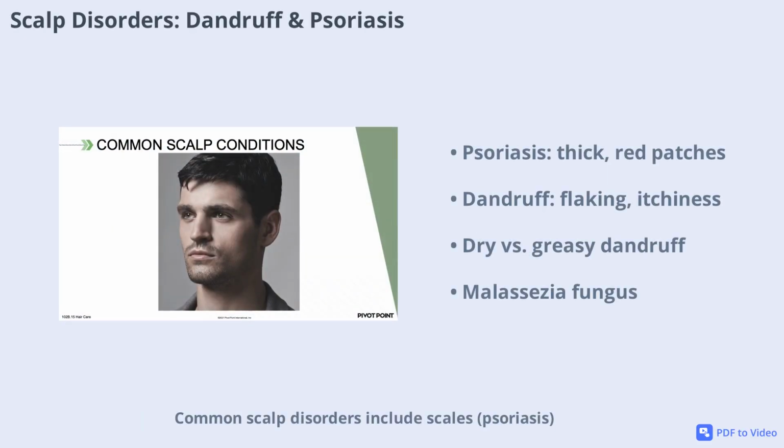Common scalp disorders include scales psoriasis, which appear as thick, crusty patches of red, irritated scalp, and dandruff pityriasis, which is chronic and causes excessive flaking and itchiness. Dry dandruff presents as translucent flakes, while greasy or waxy dandruff involves oily flakes that stick to the scalp. The main cause of dandruff is the fungus Malassezia. Frequent shampooing with anti-dandruff products is recommended.